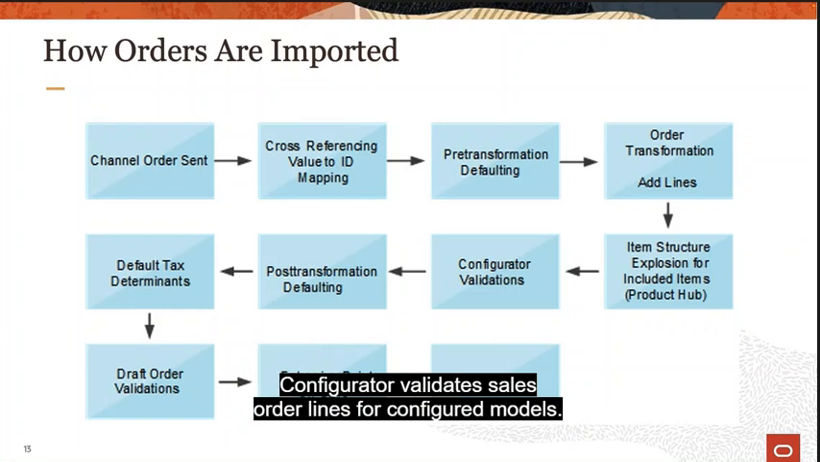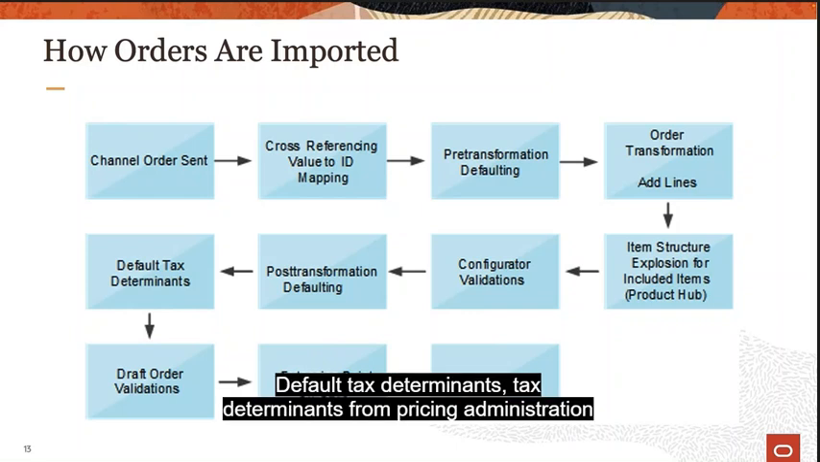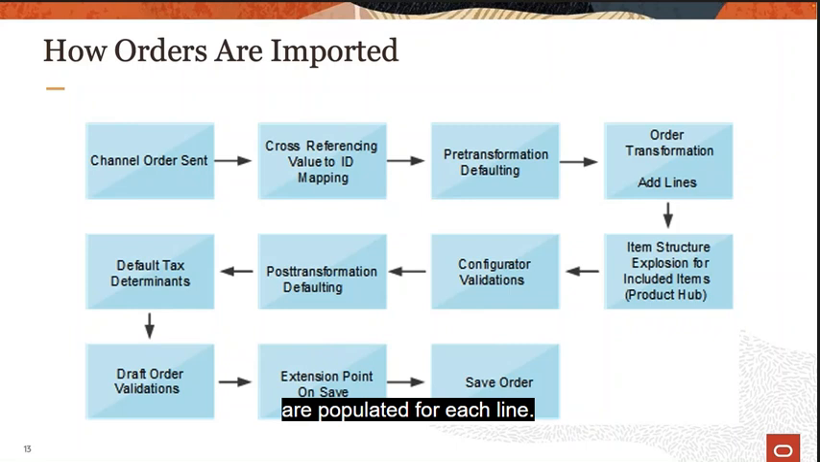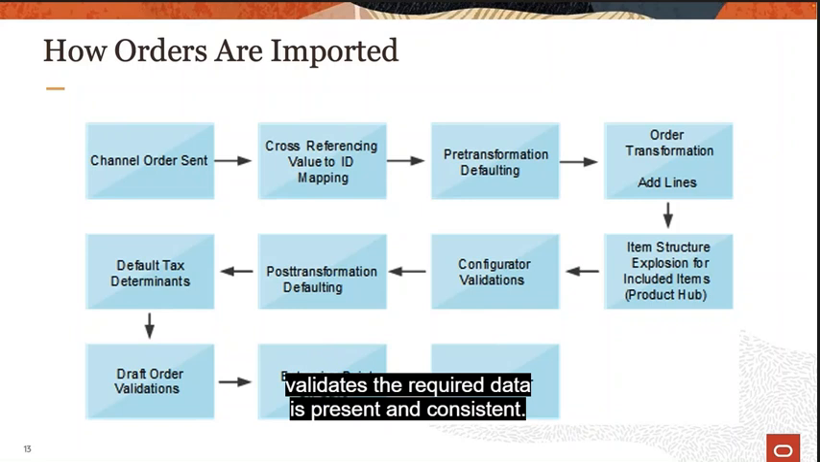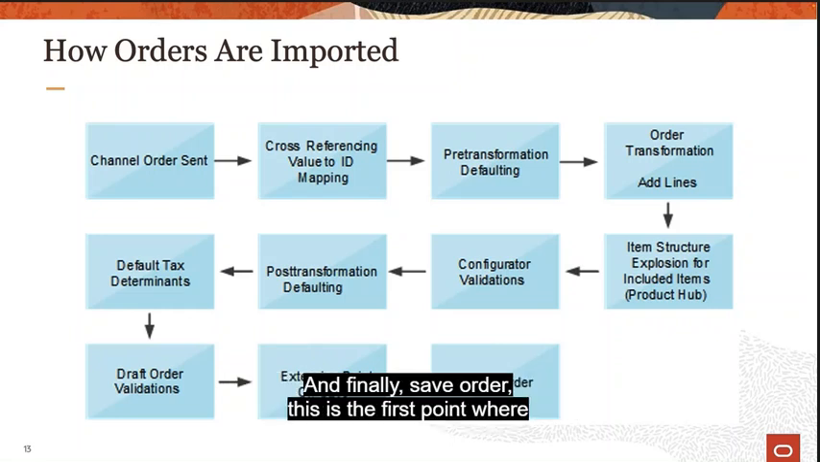Continuing with the next step, configurator validations. Configurator validates sales order lines for configured models. Post-transformation defaulting. Additional defaults are applied after new lines are created. Default tax determinants. Tax determinants from pricing administration are populated for each line. Draft order validations. Order management validates the required data is present and consistent. Extension point on save. Here, you can add custom logic to default attributes or enforce business rules.